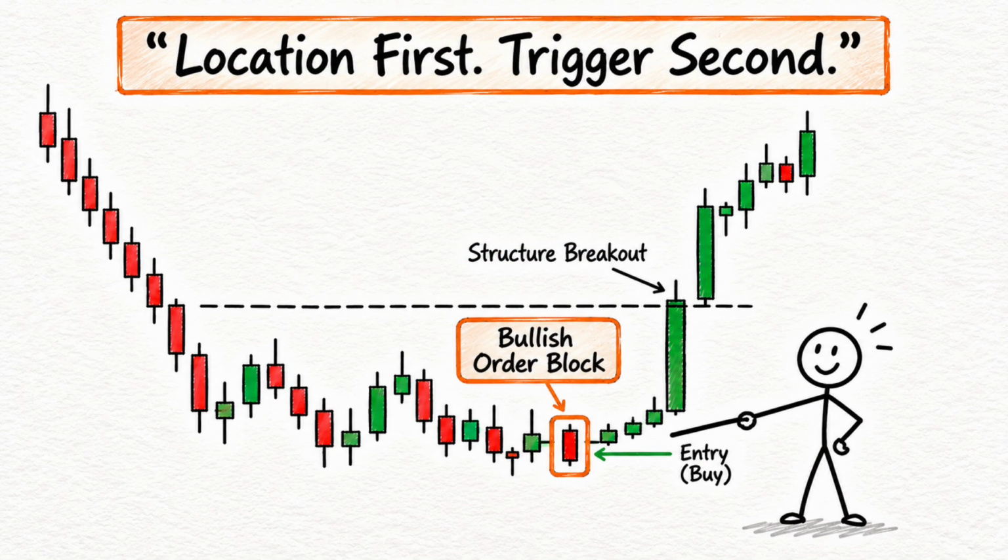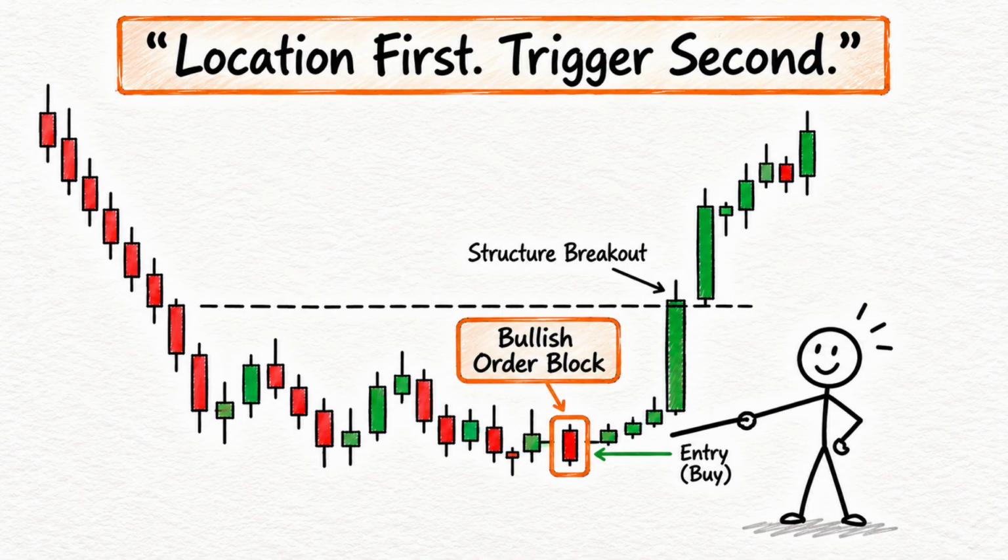A commonly used bullish order block is the last bearish candle before a strong bullish move that breaks meaningful structure. A bearish order block is the opposite. But here's the trap. Not every candle before a big move is an order block.